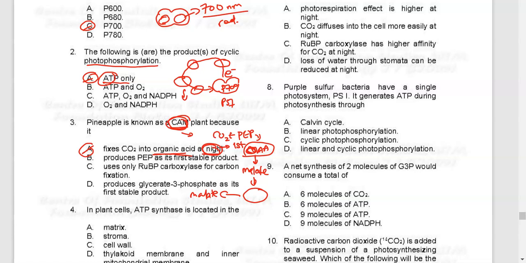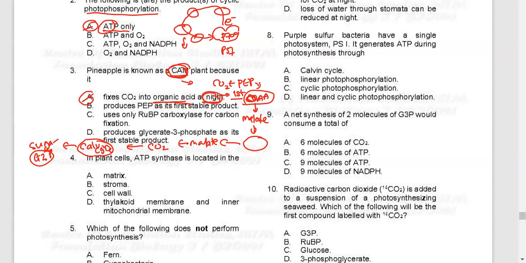Malate will then split into pyruvate and also carbon dioxide. The carbon dioxide will enter into the normal Calvin cycle to produce sugar. The sugar produced will be G3P. From the molecule of G3P, it can synthesize, for example, glucose. So for a CAM plant, the carbon dioxide is fixed twice, in which the first fixation will occur at night time. The second carbon fixation, which is the Calvin cycle, will occur during daytime.